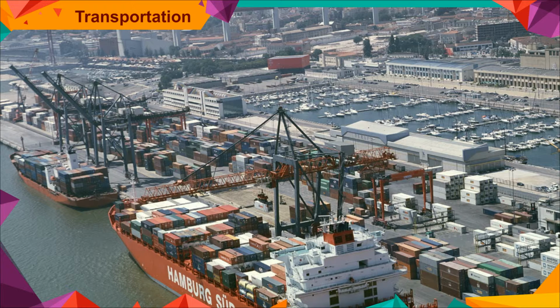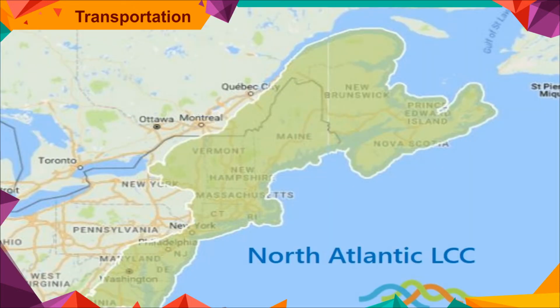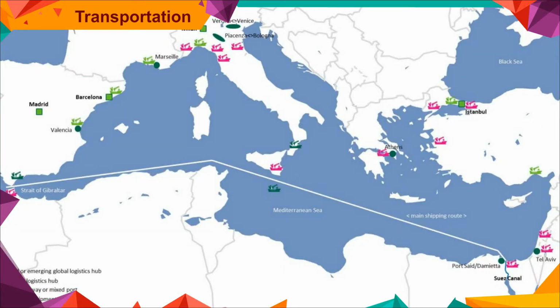Waterways are mostly used for imports and exports. Ships can carry heavy loads of goods from one continent to another through ocean routes. Here are given some important ocean routes. The North Atlantic route between Europe and Eastern North America. The Mediterranean-Asian route through the Suez Canal.